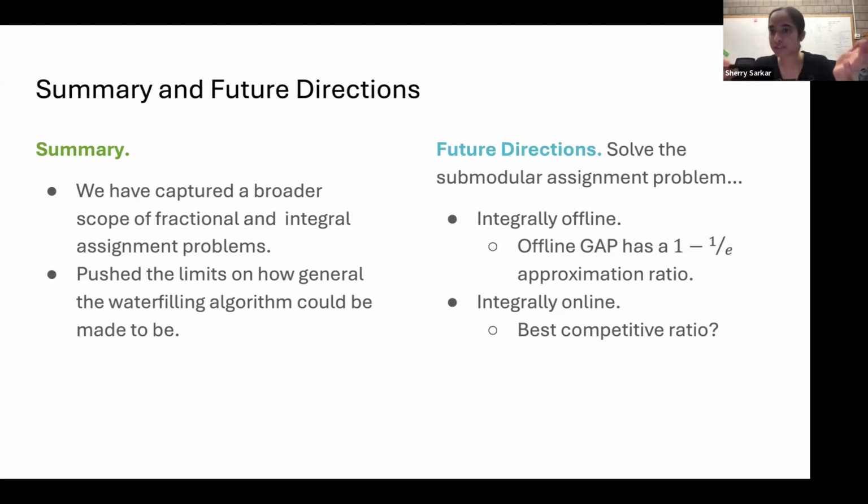And for future directions, the submodular assignment problem is an interesting problem in its own right. Just understanding what it looks like integrally offline is one natural question. The offline generalized assignment problem has a 1 minus 1 over E approximation ratio. And then just online, as we've been doing it, what is the best competitive ratio there?